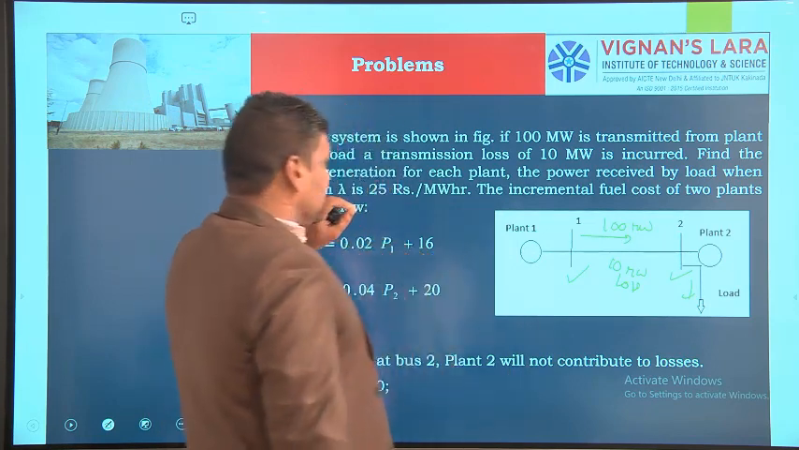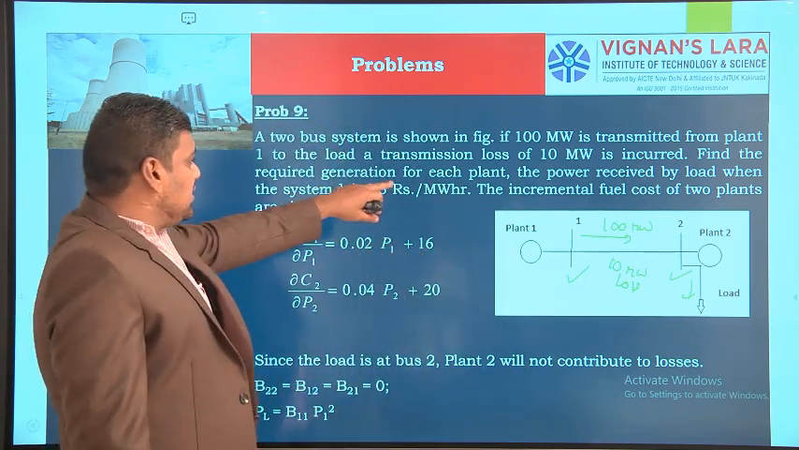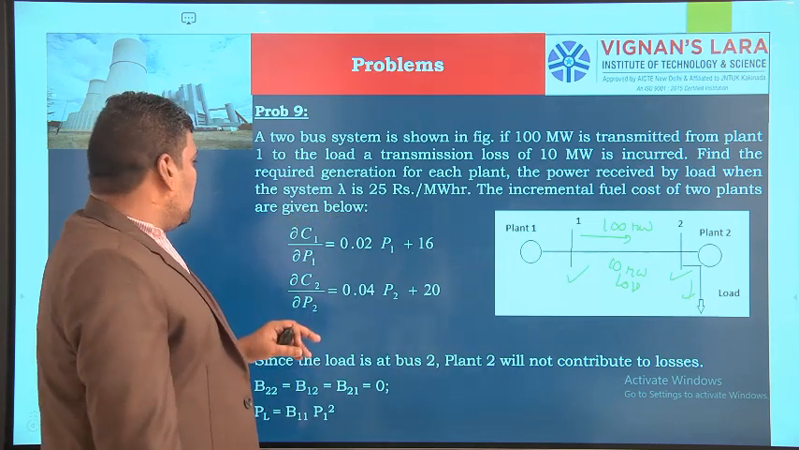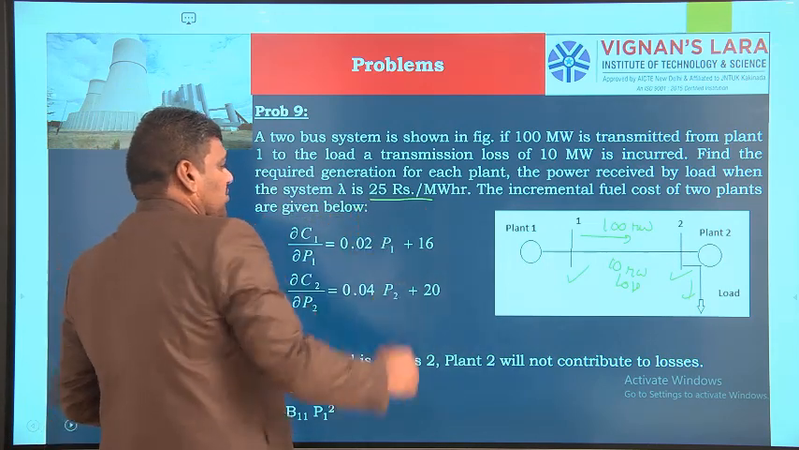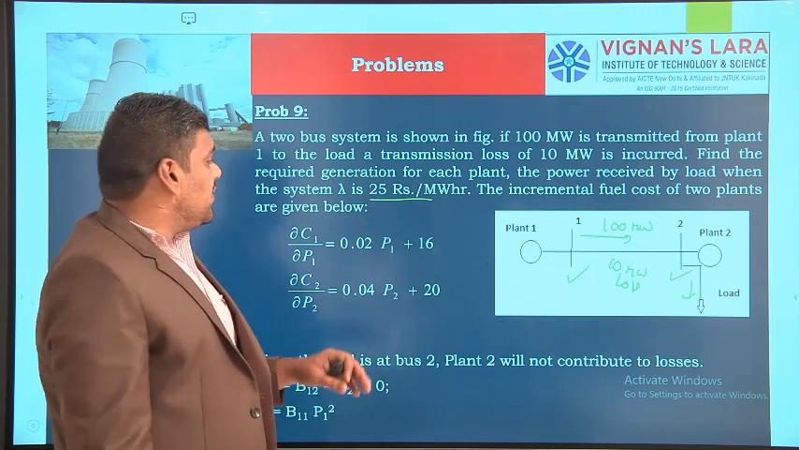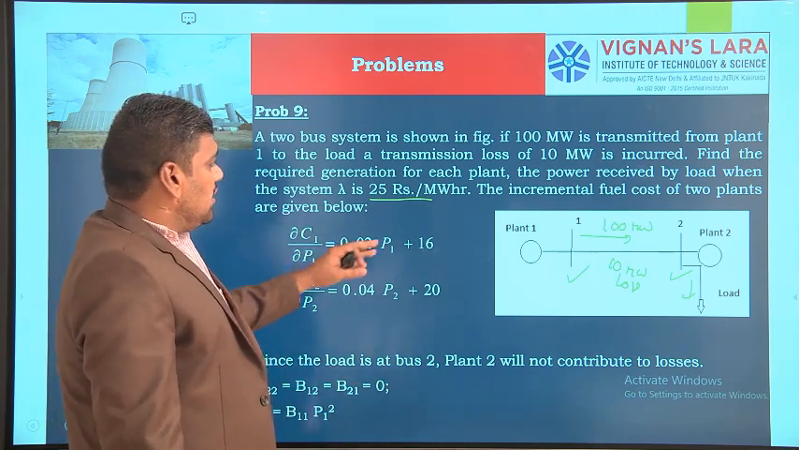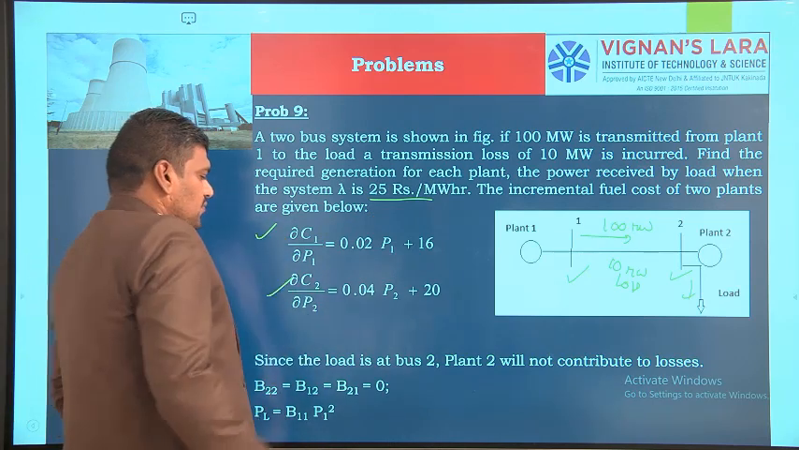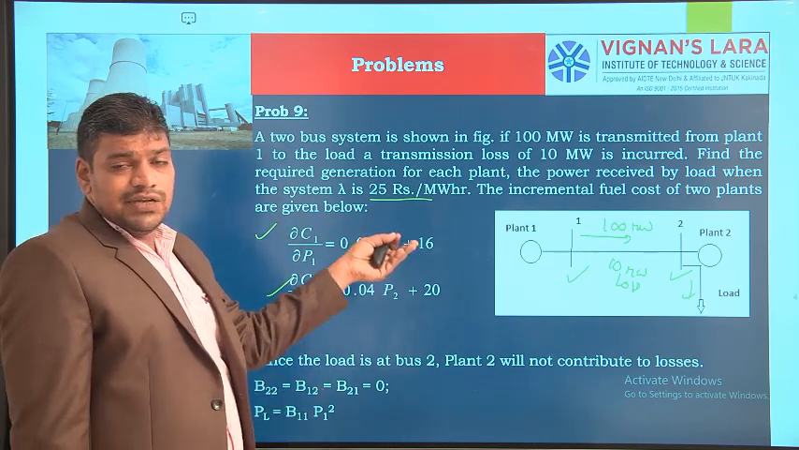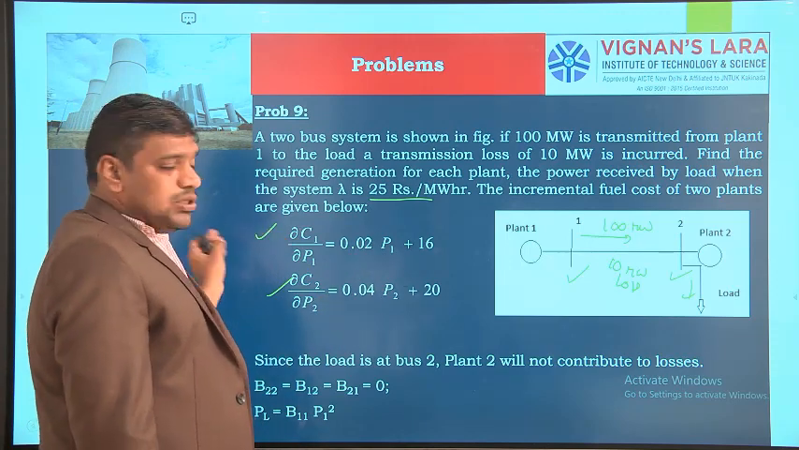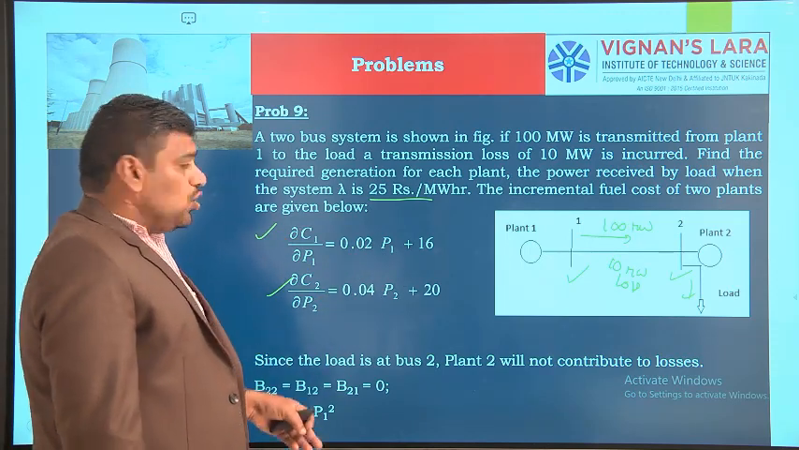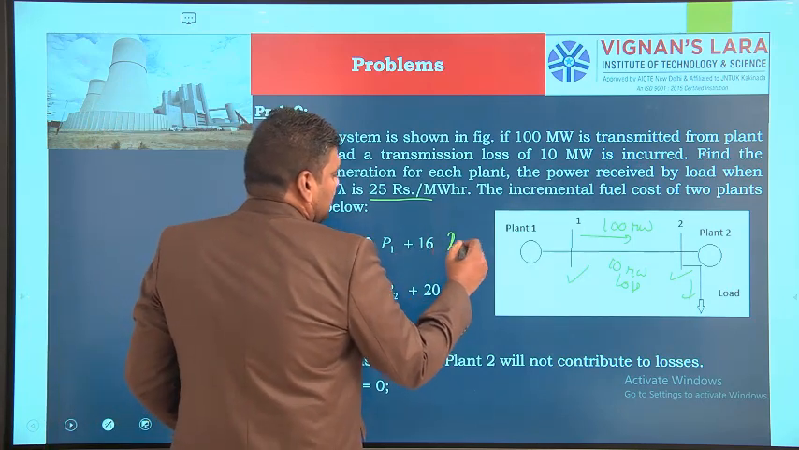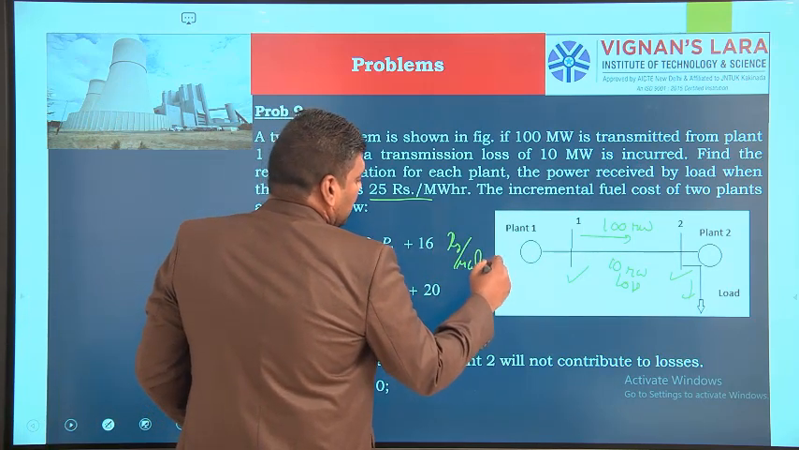Then find the required generation for each plant and the power received by the load when the system lambda is 25 rupees per megawatt hour. The incremental fuel costs of the two plants are given by these two expressions: IFC, which is the incremental fuel cost, dou C1 by dou P1 and dou C2 by dou P2, expressed in rupees per megawatt hour.